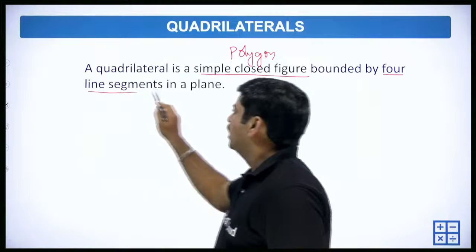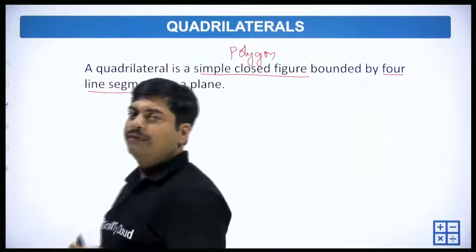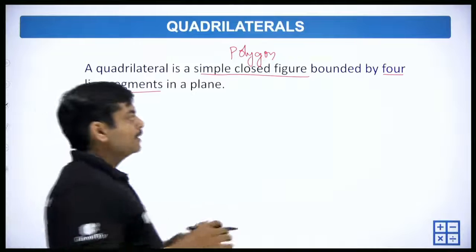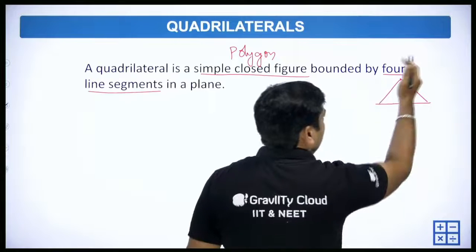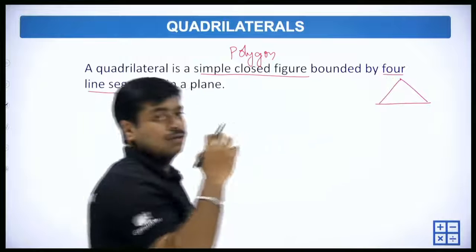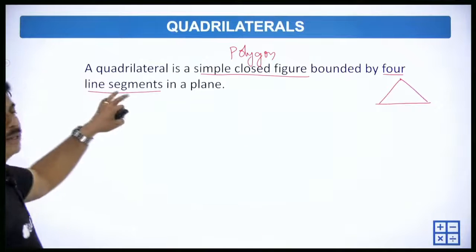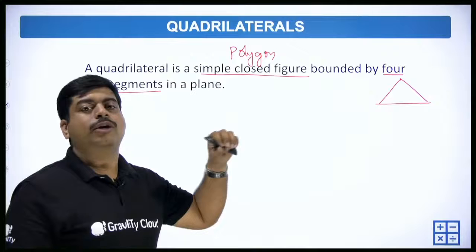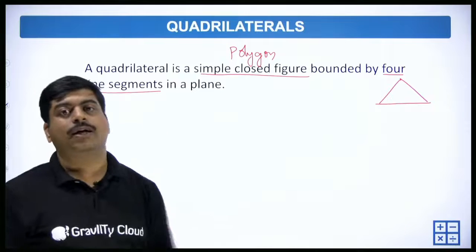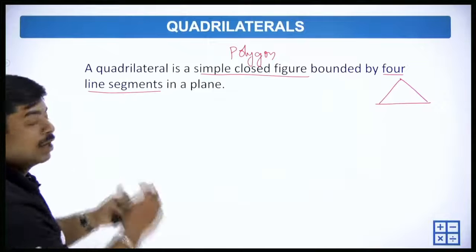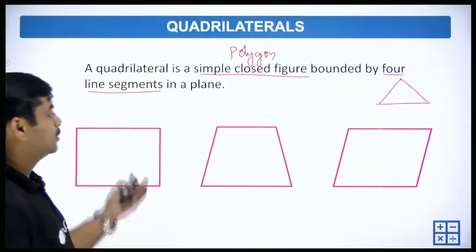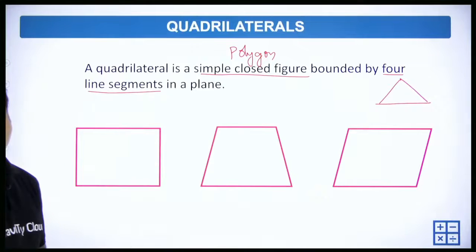And now here you need to understand the difference between different polygons. In the previous classes, we discussed the triangle, which is a three-sided polygon, surrounded or bounded by three line segments. And now we're discussing a polygon with four sides. So how to structure that? How will that quadrilateral look? So we have different structures.